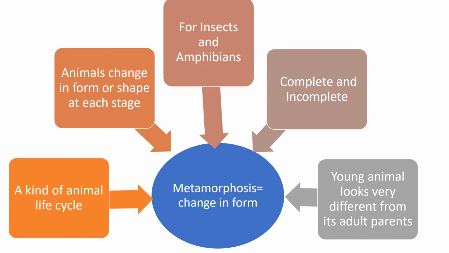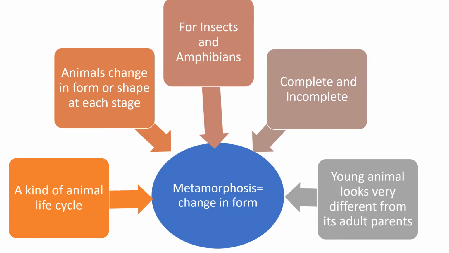So, as you already know, a metamorphosis is a Latin word which means change in form. A metamorphosis is a kind of animal life cycle. Those are the 5 important facts you need to know about a metamorphosis. We have animals that change in shape or form at each stage. So at every stage the animal is looking different than the previous stage. It's mainly for insects and amphibians, this type of life cycle.